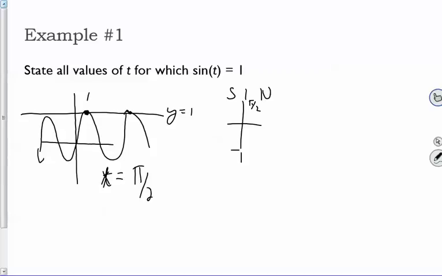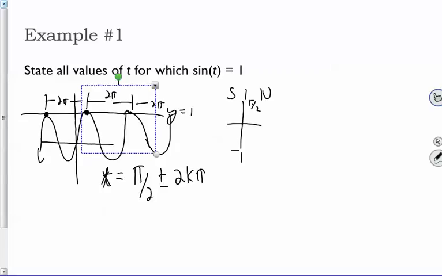How far is it from here to here? Well, that's 2 pi. What about right here where it's also 1? That's also 2 pi. What if I keep it going? Well, then that's also 2 pi. So to make that happen, I have to write plus or minus 2k pi. Where k is any integer. If k is 1, that's right here. If k is 2, it's 4 pi, so it's over here. If it's -1, it's right here. Does that make sense? Hopefully.